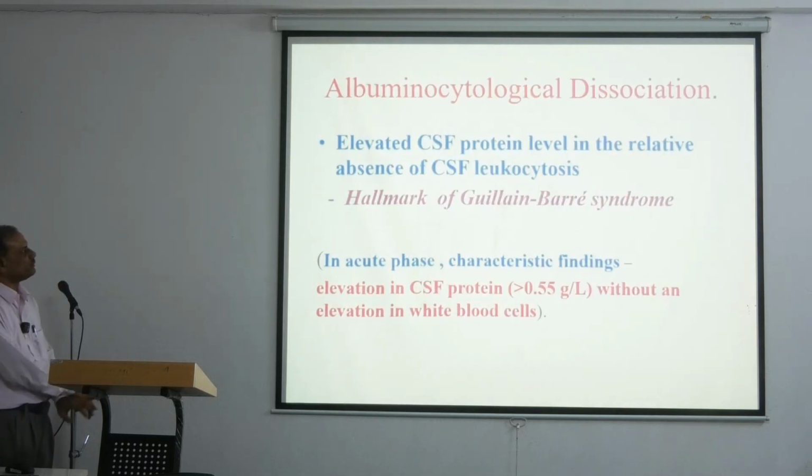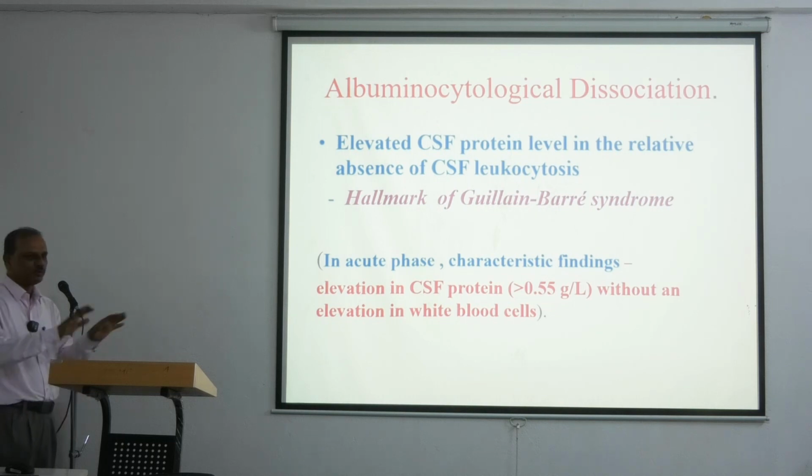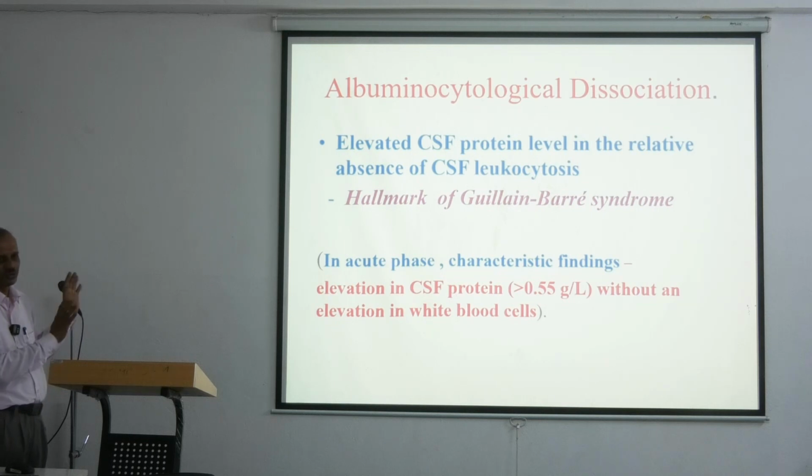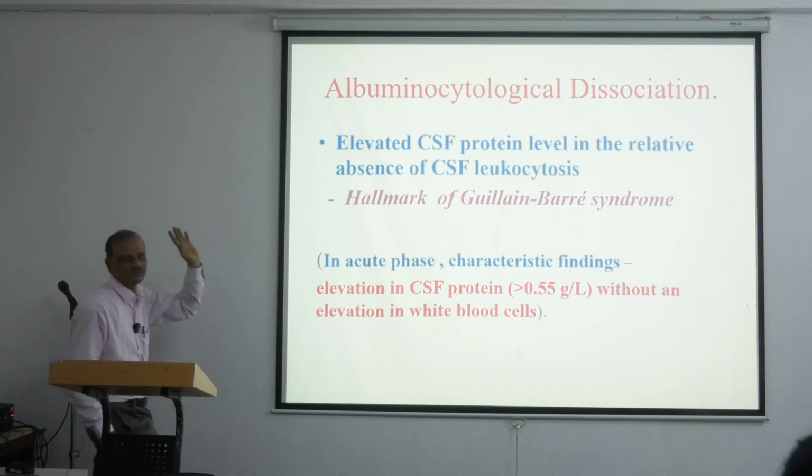This is one term, albuminocytological dissociation. Normally, if there is a leak in the CSF, there will be some amount of protein leakage and cell leakage also, and it will be proportionate. If there is a disproportionate rise in the protein compared to the cells, that is called albuminocytological dissociation. And that is quite diagnostic of Guillain-Barré syndrome.